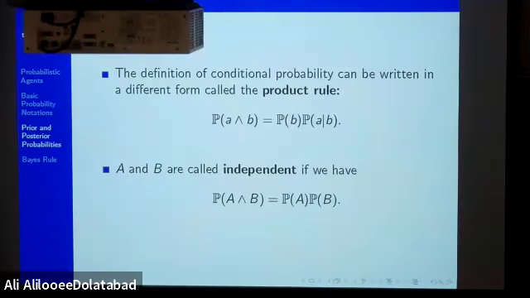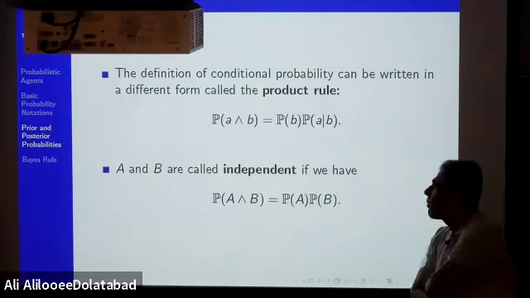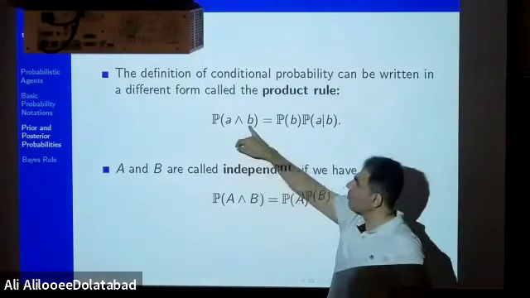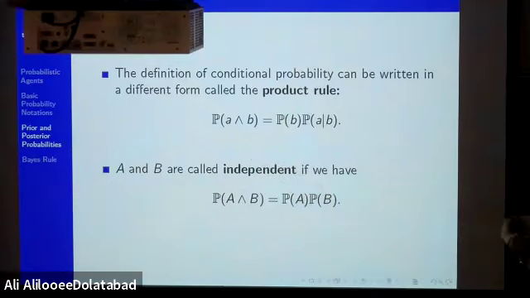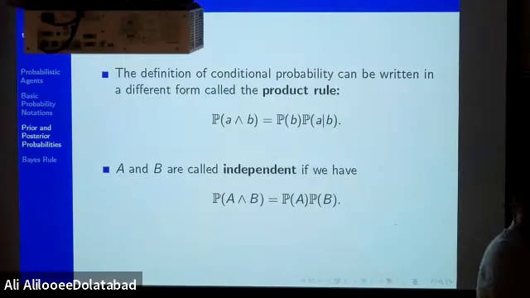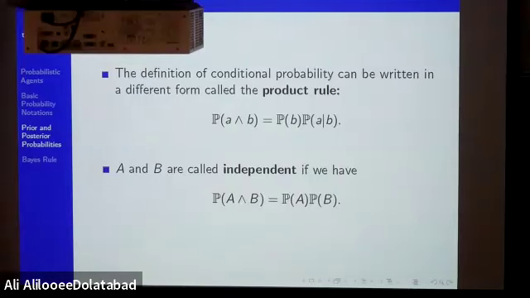We have a very interesting formula which is called the product rule in statistics. If you use the cross multiplication, then you can say that the probability of A intersection B is the probability of B times the probability of A given B. This is a formula which is used a lot in the concept of Bayes' rule. That is our main goal for today.